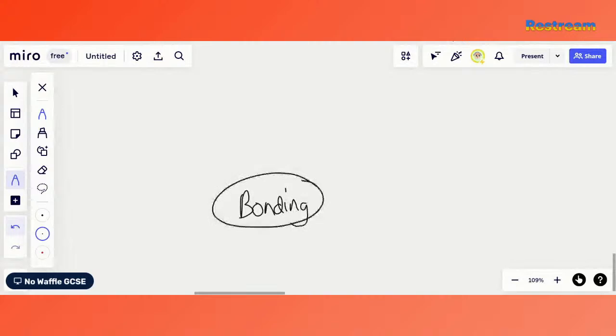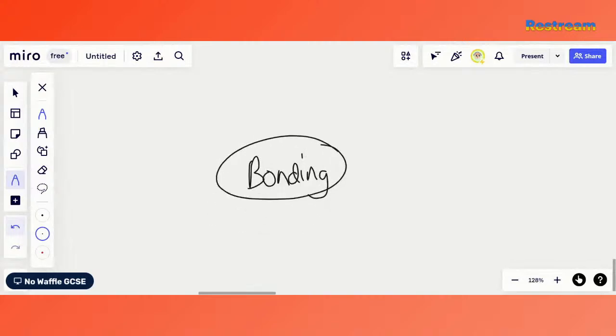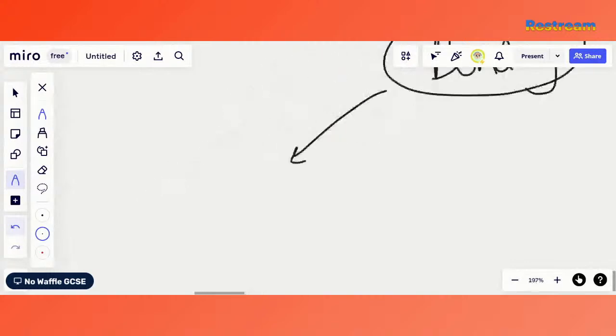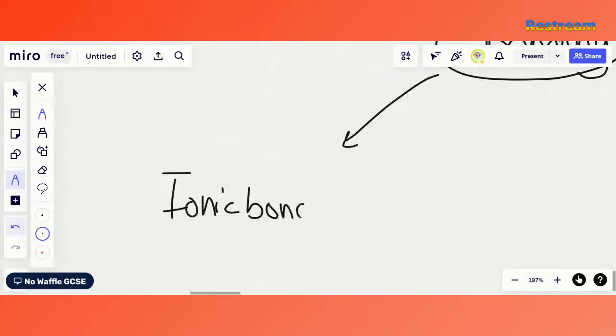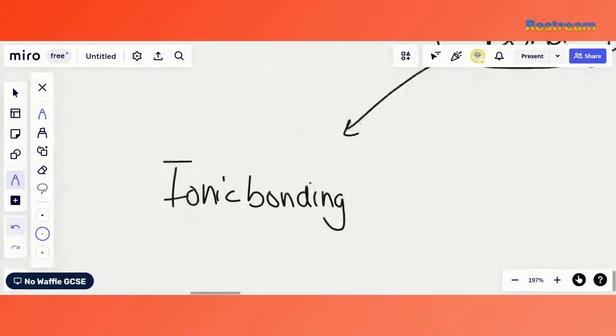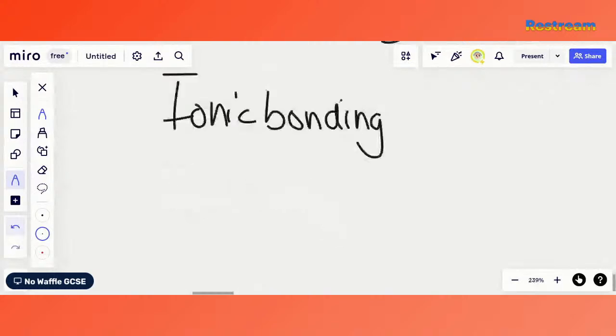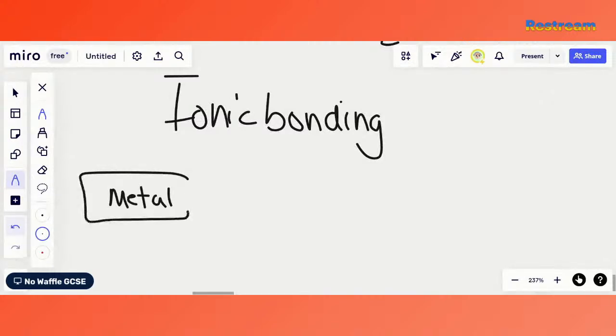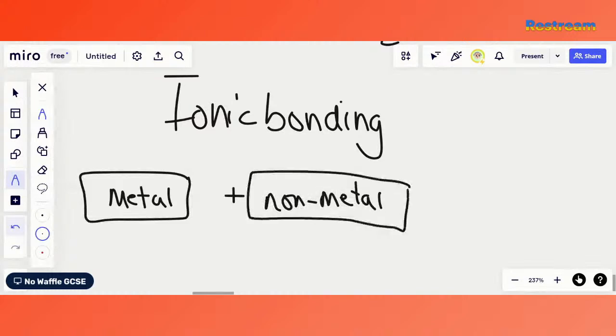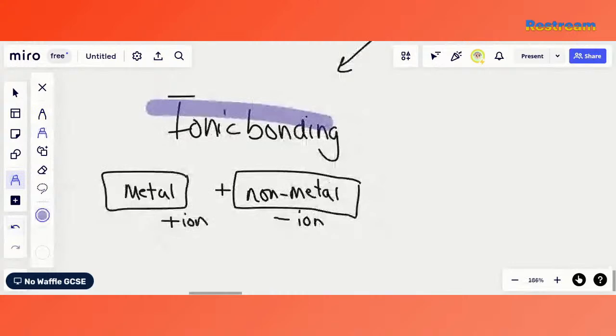Now we're first going to look at ionic bonding. Ionic bonding is when elements react in order to achieve a full outer shell, and this is when a metal reacts with a non-metal. The metal then forms a positive ion, and the non-metal then forms a negative ion, and it's a win-win situation for both parties.